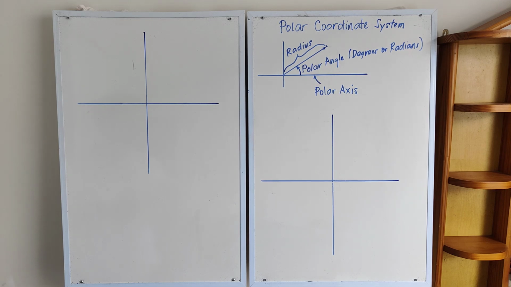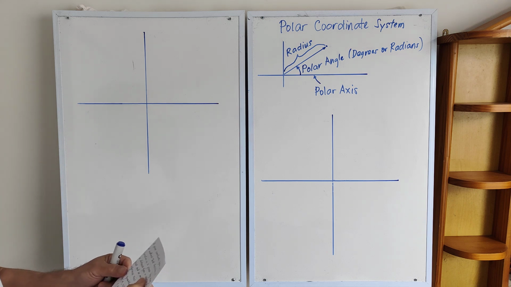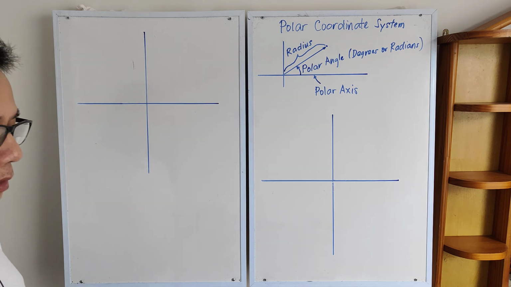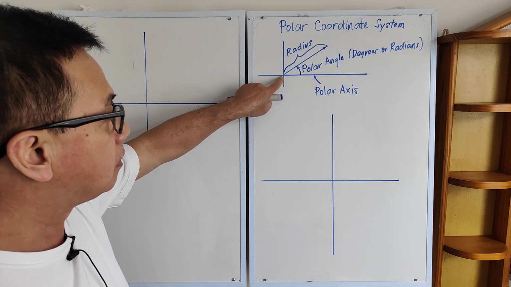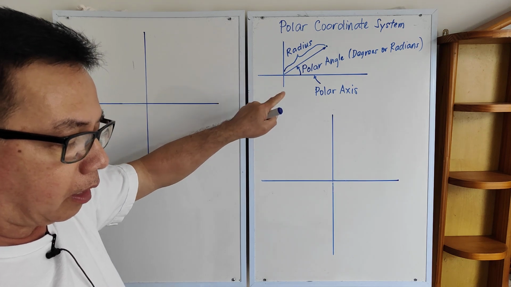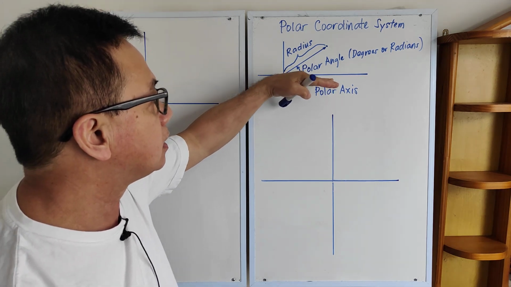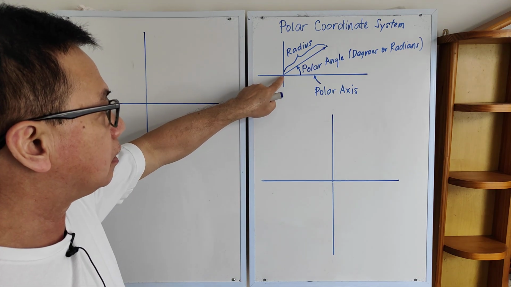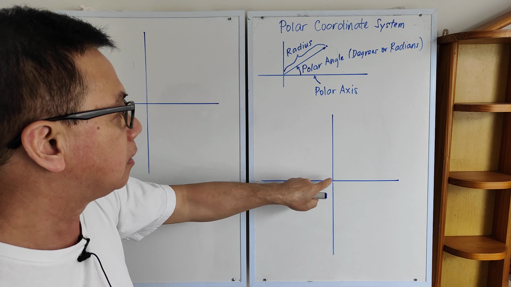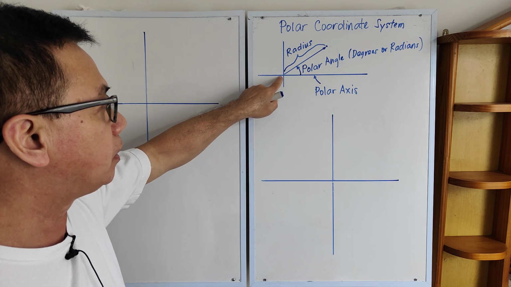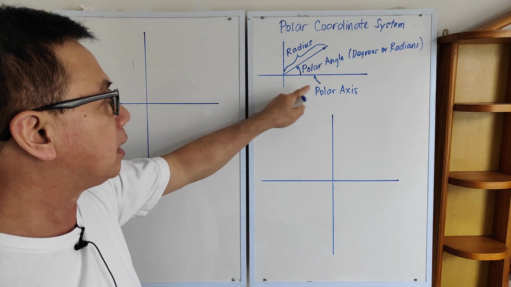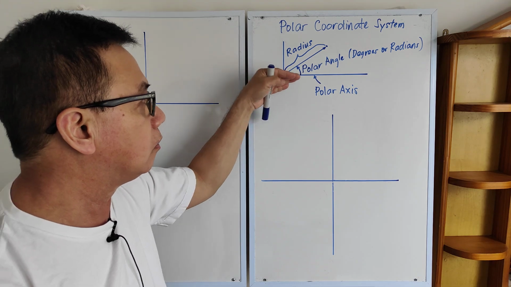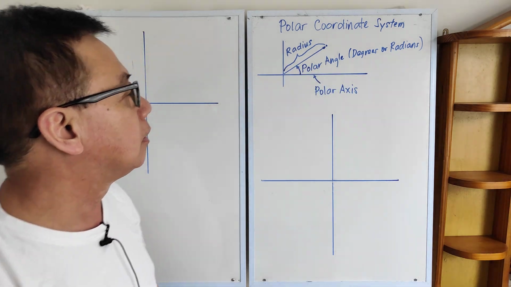A polar coordinate system is a method that describes the location in a plane by using a distance from a reference point and an angle from a reference axis. The reference point is the intersection of the two lines. So this one is the reference point. And the polar axis is from this point going into that direction.